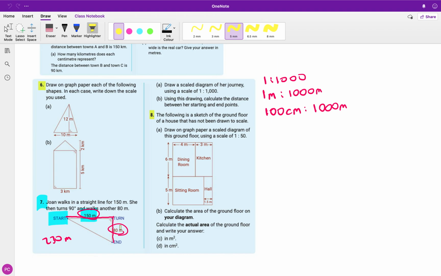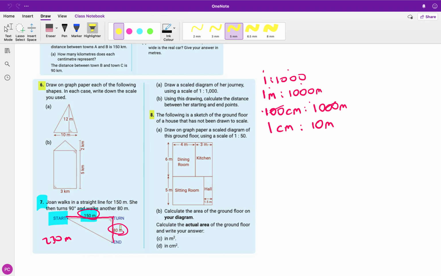So if we're going 1 is to 1,000, that means 1 metre is going to be 1,000 metres, and 1 metre is going to be a kilometre on this scale diagram. 100 centimetres, because there are 100 centimetres in the metre, is going to be 1,000 metres. If I bring that down, 1 centimetre is going to be 10 metres. So what I've done there, basically, is knocked 2 zeros off both sides.